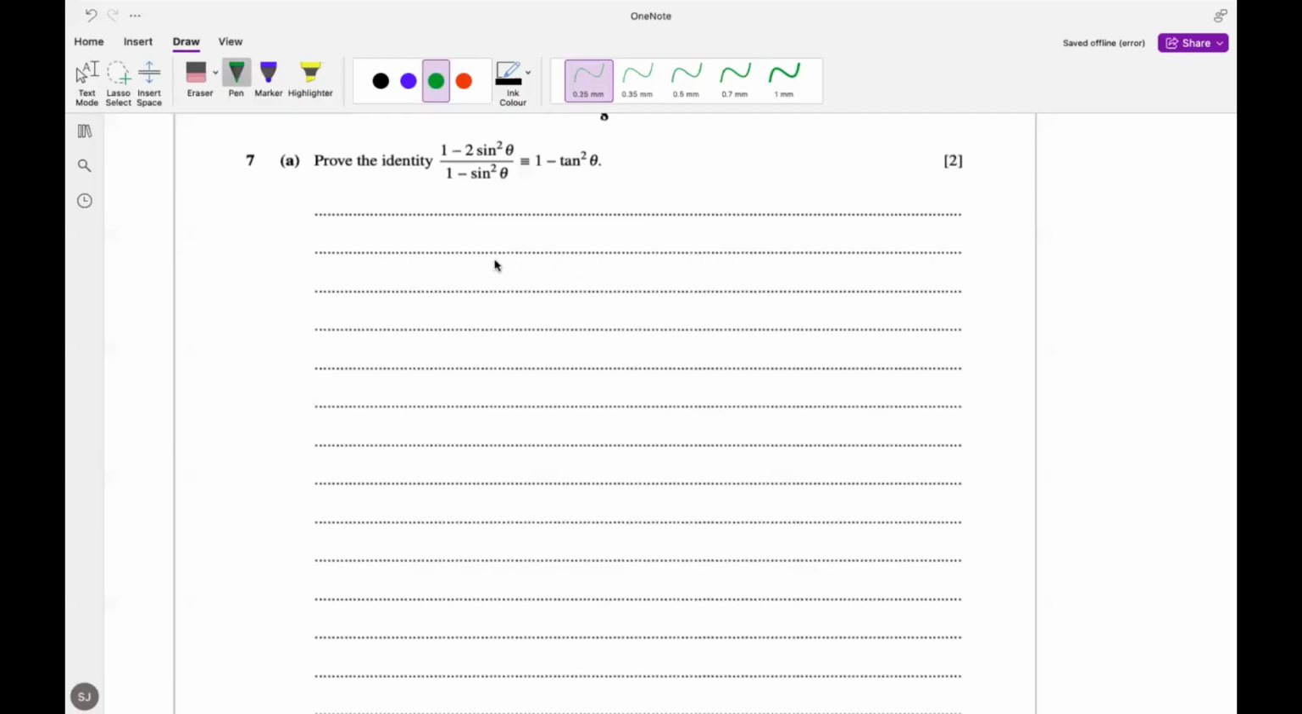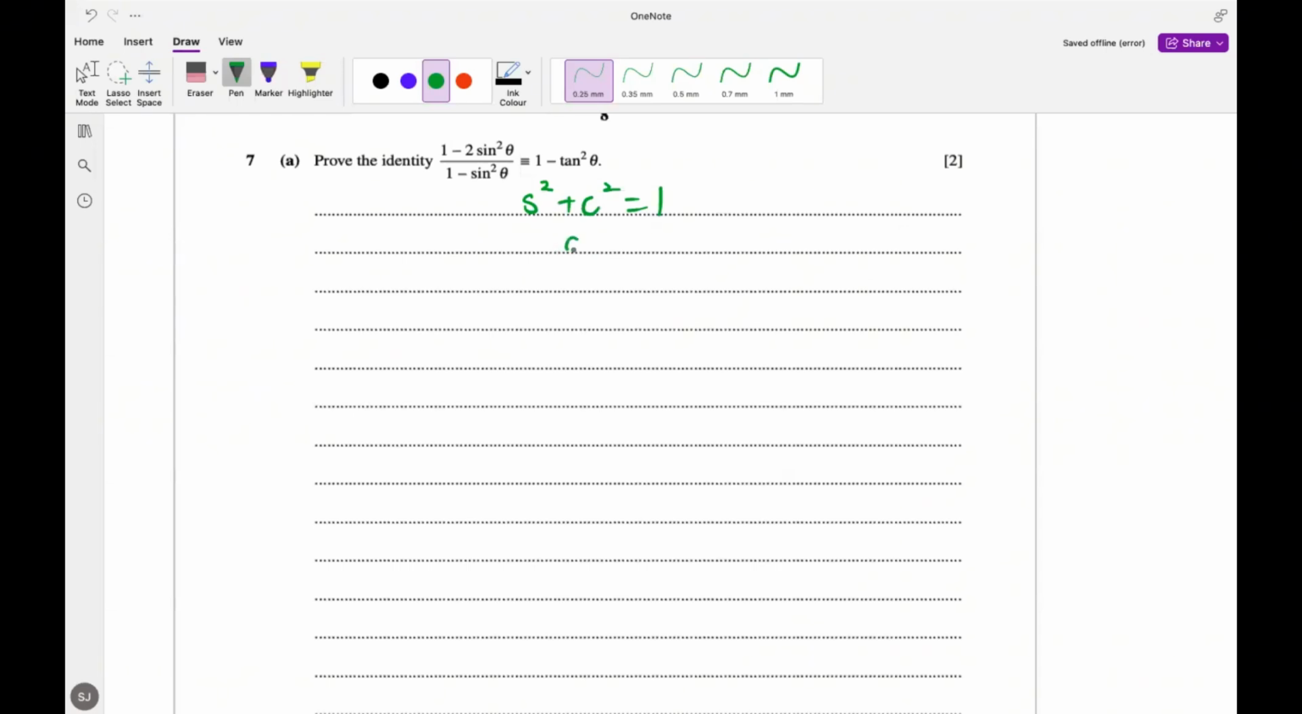In question 7a, we have to prove the identity (1 minus 2 sine squared theta) upon (1 minus sine squared theta) equals 1 minus tan squared theta. In this identity, we can see that we have to get rid of the denominator and convert it to a form that converts to tan squared, which means we'll be needing to convert sine squared upon cos squared to a tan squared. Now, the identity is sine squared plus cos squared equals 1.